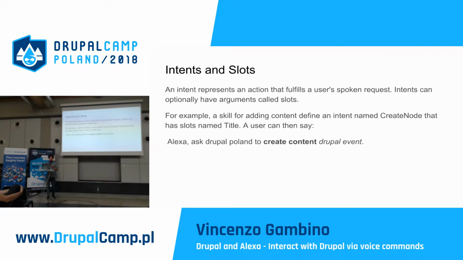Intents and slots. As I said, intents represent the action that the user would like to do. So basically, they can have arguments. In this case, if we have the app and we want to create content through the Drupal Poland skill, we can have the intent, which is create content, and then the slot text as a parameter, which is Drupal event, so the name of the content. So we can say, Alexa, ask Drupal Poland to create content Drupal event. In this case, it will send the JSON payload to the endpoint with this information. So it will pass the intent and the parameter.